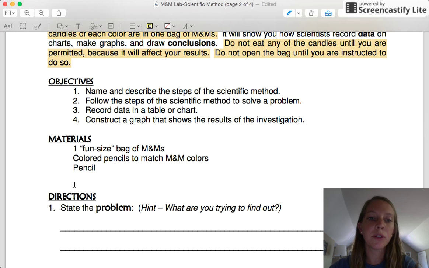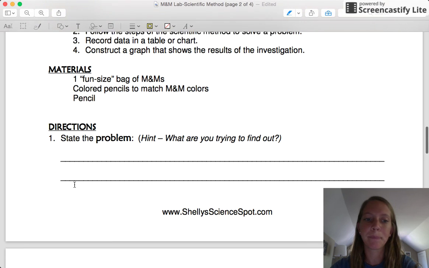The materials, very simple. You just need one fun-sized bag of M&Ms that I will provide when you come into class tomorrow. You'll also need colored pencils to match the M&M colors. I'll have those. And you also need just your iPad, not a pencil, because we'll do this on the iPad.